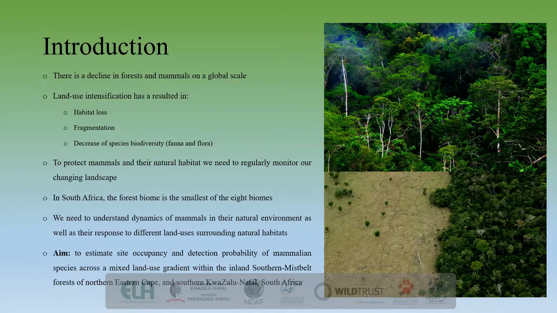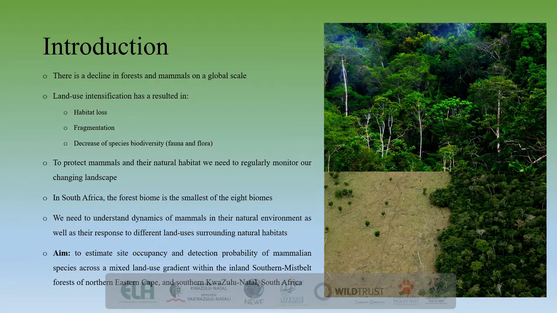With an increase of anthropogenic activities, there's been a decline in forests and mammals on a global scale. Resource demand has caused land use intensification, which has resulted in habitat loss, fragmentation, and a decrease of species diversity. To protect mammals and their natural habitat, we need to regularly monitor our changing landscape.